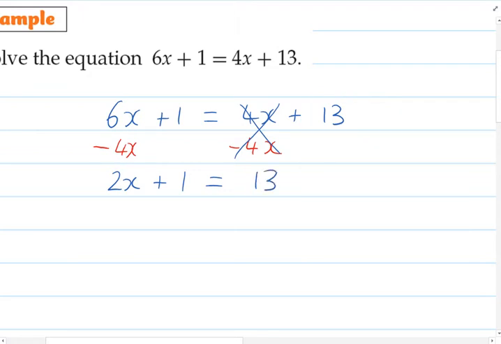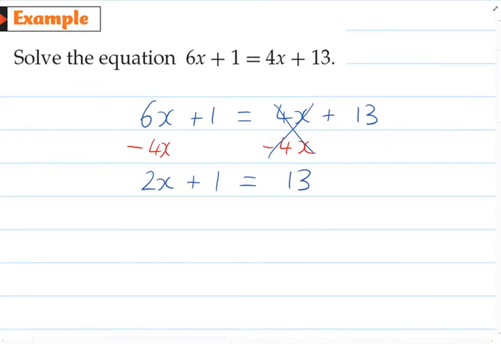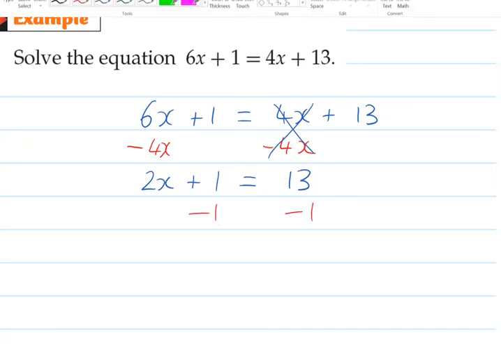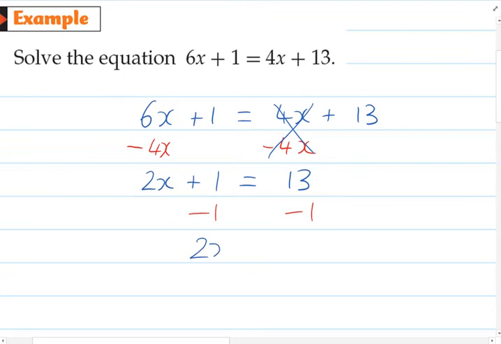So now it looks like our one-step equations that we were doing yesterday, and so our next step of working is to subtract 1 from both sides, and so that leaves us with 2x equals 12, and our last step here is to divide both sides by 2. And so our 2's cancel out, and all we're left with is x equals 6.